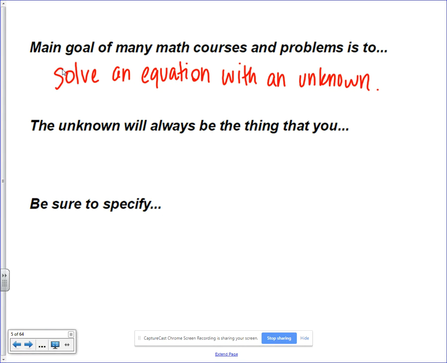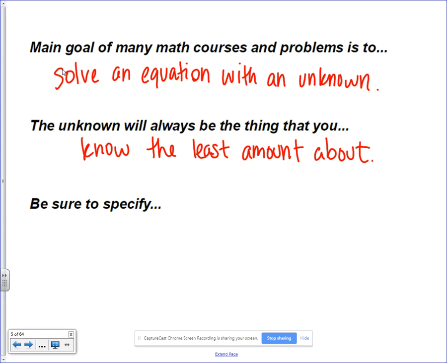Okay, in order to do that, we have to know what the unknown is. The unknown will always be the thing that you know the least amount about. I will stress to you here, you are not going to use two variables. Did everybody hear me loud and clear? There will be only one variable for every problem. And that's why we have to know whatever it is that I know the least amount about, because that's going to be my variable. Is that all right for everybody?